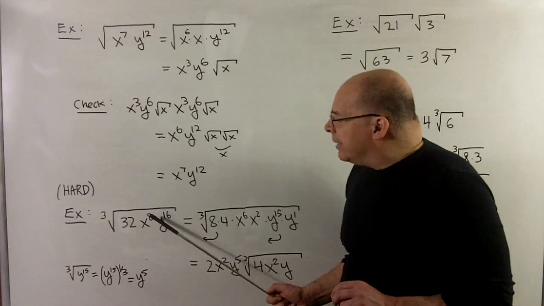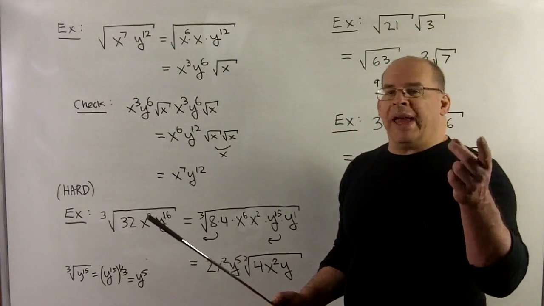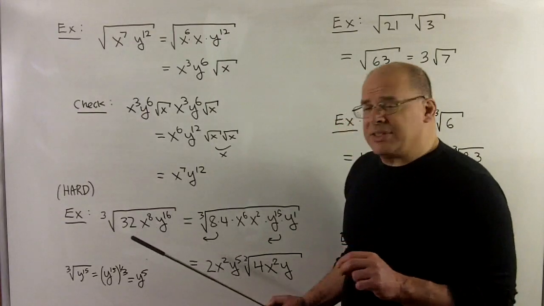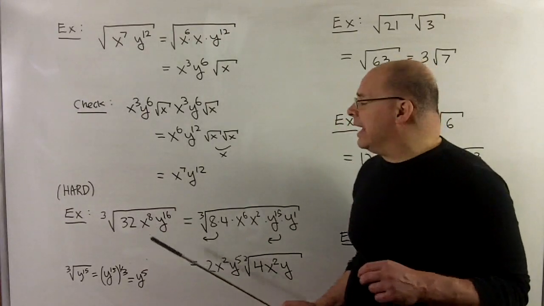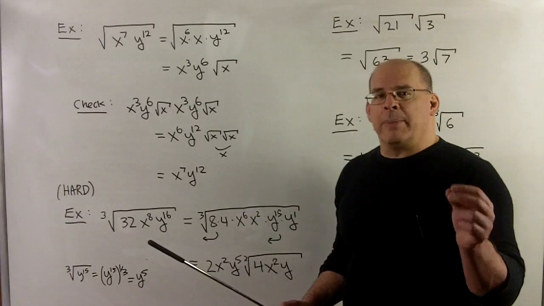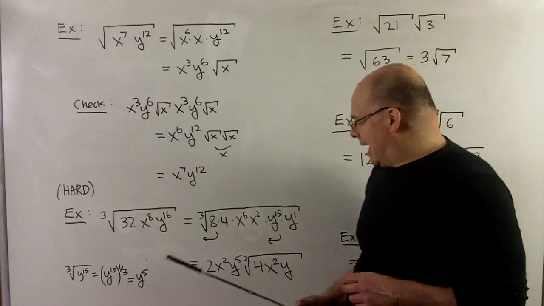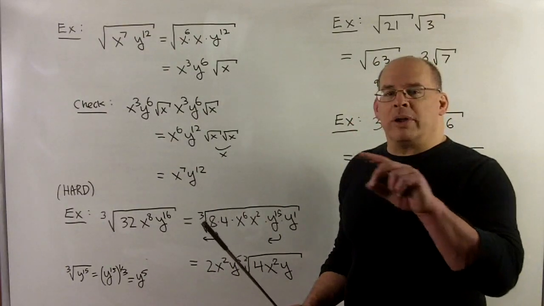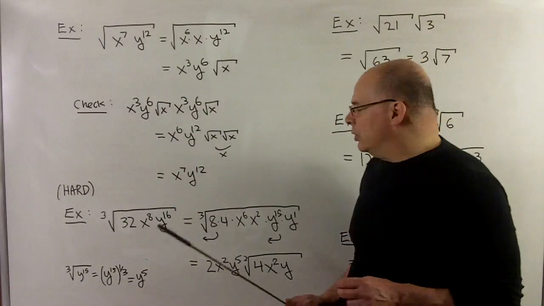For x to the 8, if I put 8 over 3, it doesn't divide evenly. And x to the 7 is not divisible by 3. X to the 6 is, though. So if I want to use x to the 6, I have to think about what's left over. That's going to be x squared.